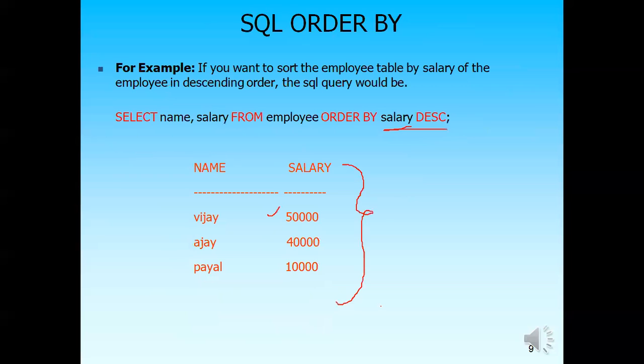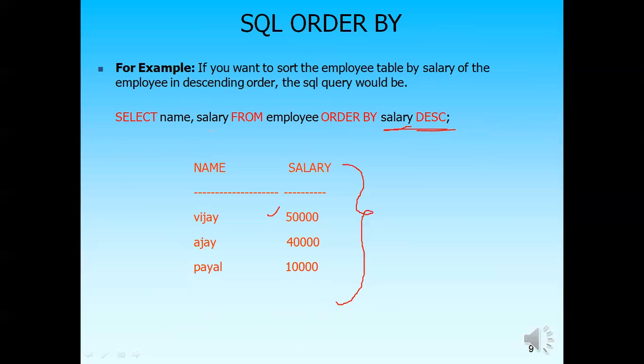Again here, we can use not only a single column for the sorting, we can also use multiple columns. If you want to sort the employee table by salary of the employee in descending order, then you can use DESC here. By default, my query sorts the result in ascending order, so there is no need to mention ASC. But if you want to display the result in descending order, you can use DESC here.